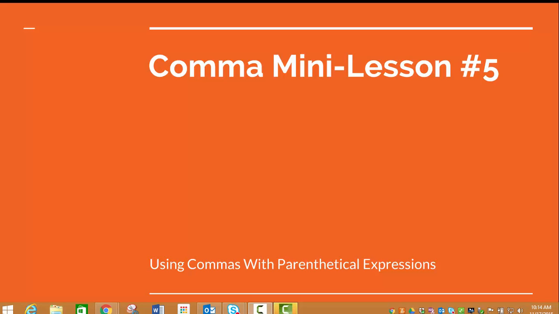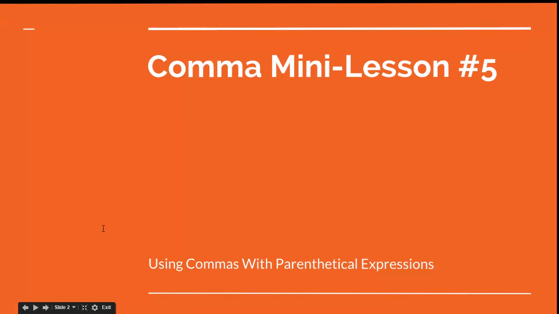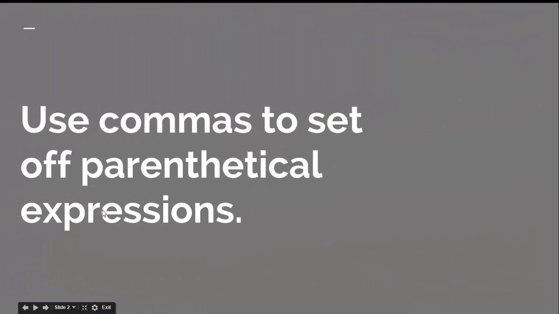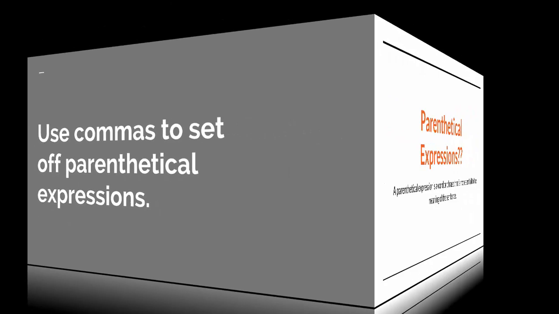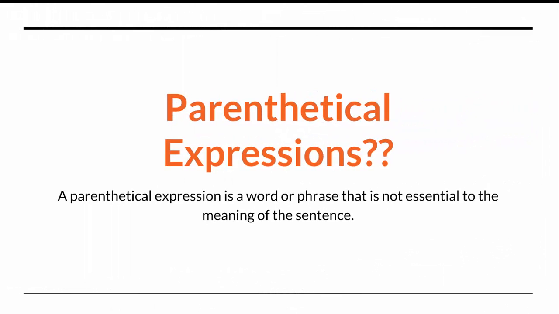Today we're going to do our fifth comma mini lesson, and this mini lesson is going to focus on using commas with parenthetical expressions. So what's our rule? Our rule is to use commas to set off parenthetical expressions. It might help though if we learn what a parenthetical expression is. Parenthetical expression, isn't that a fun word, parenthetical?